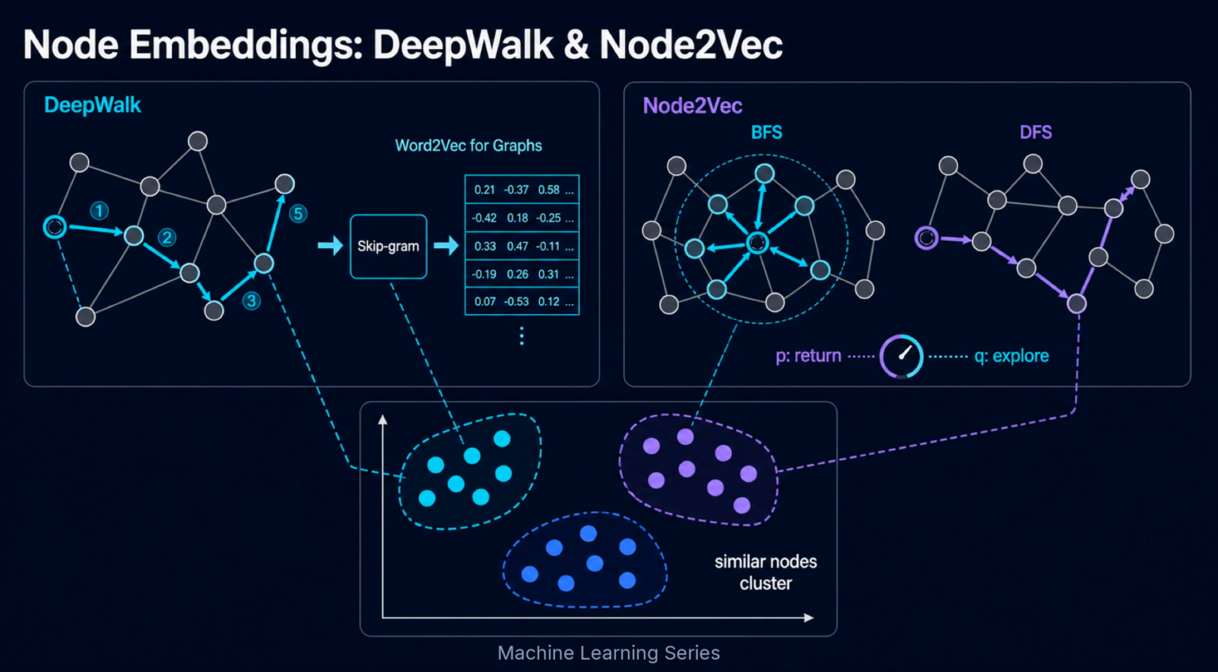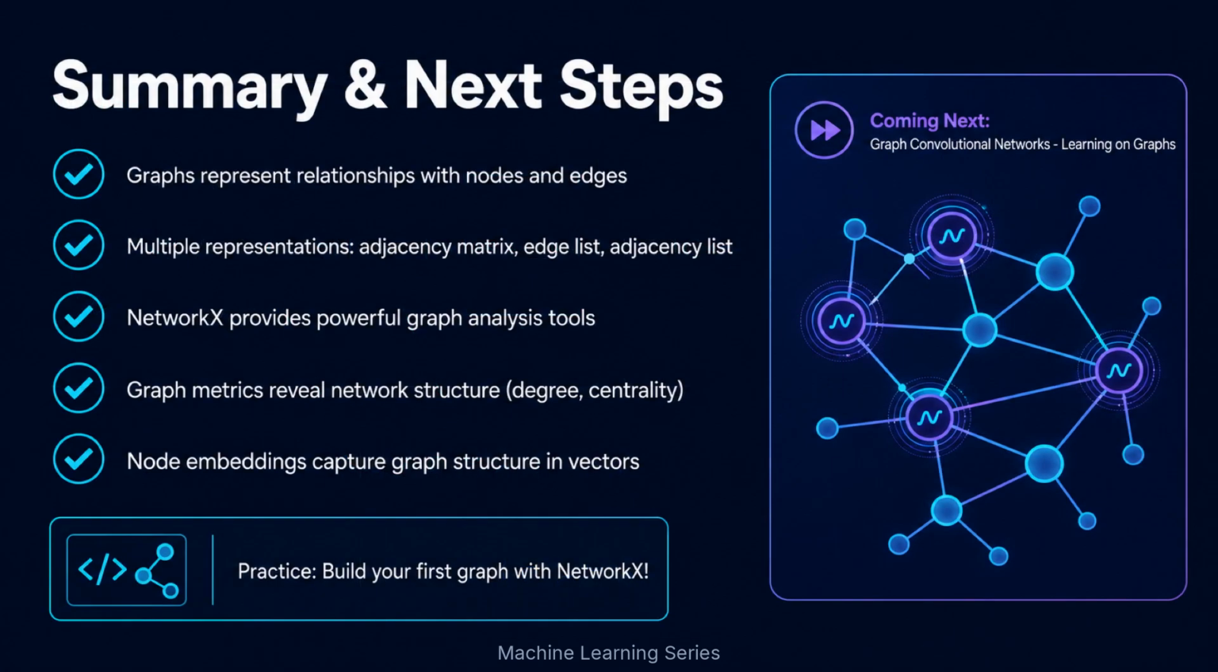Q greater than 1 biases the walk toward nearby nodes, giving breadth-first-like local structure, while q less than 1 pushes it outward, giving depth-first-like exploration of global structure. These embeddings capture both structural similarity and neighborhood information, providing powerful features for downstream tasks like node classification and link prediction.